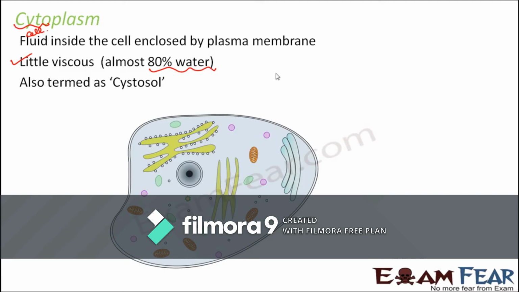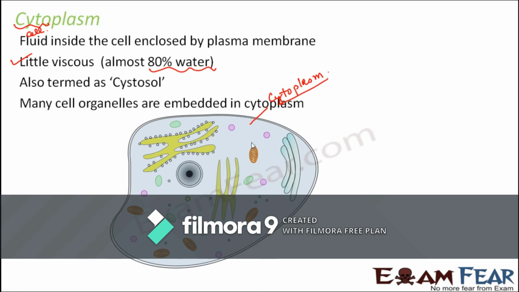So here if you look at the animal cell, this entire fluid which is present inside the cell is cytoplasm, and in this cytoplasm are present all the different cell organelles. It is something like a fluid is present and on that different other organelles are floating. So that's how it is. Many cell organelles are embedded in the cytoplasm. So organelles are fixed in the cytoplasm at specific locations.